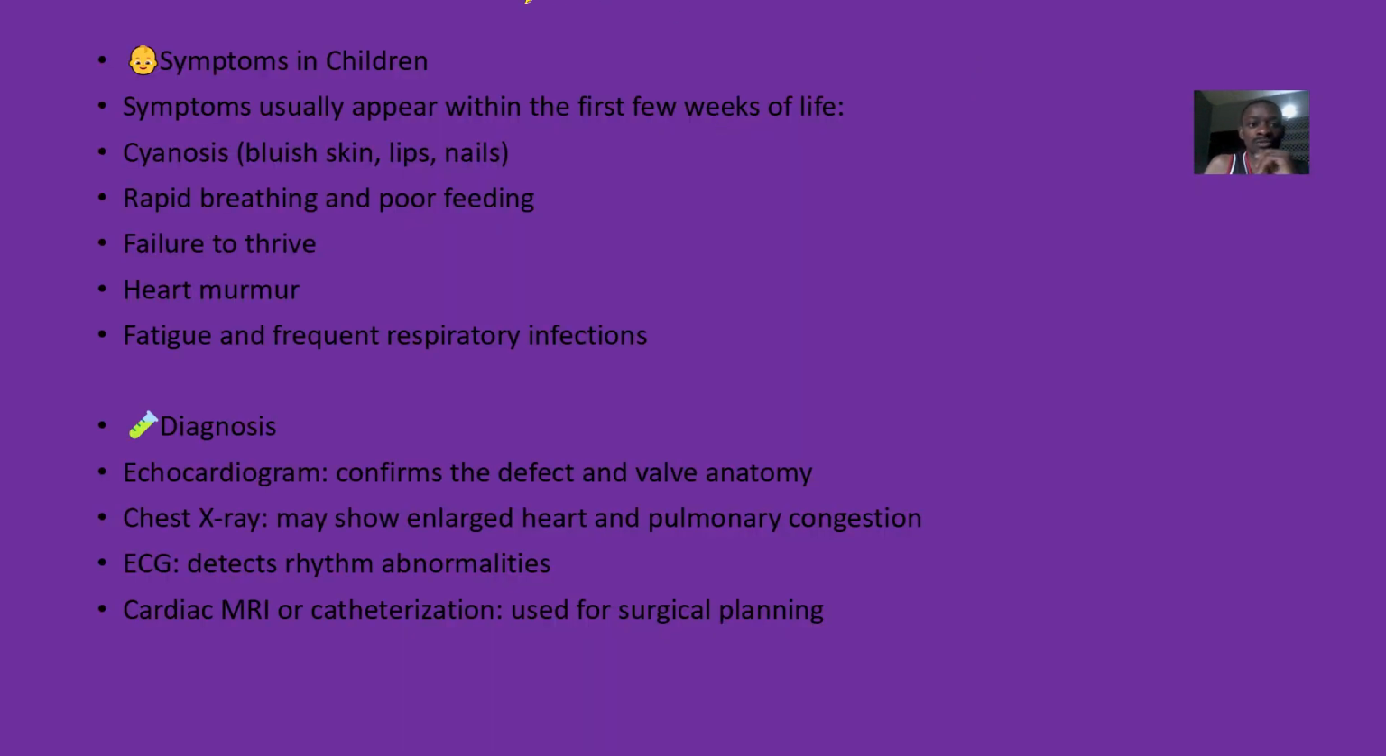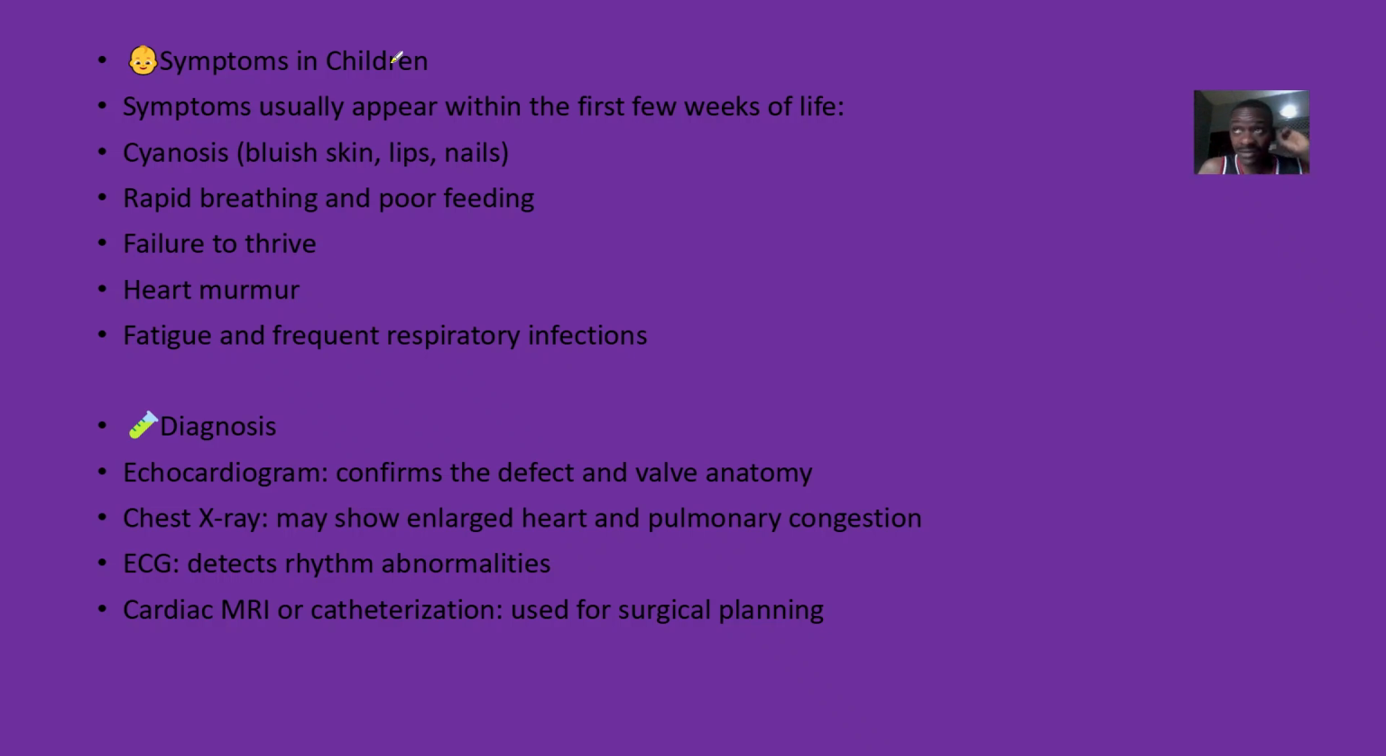Okay. So symptoms in children. Oxygen is not reaching all the tissues, so they are actually becoming bluish. Okay, that's cyanosis. There's rapid breathing and poor feeding, failure to thrive, heart murmurs, fatigue, and frequent respiratory infections.